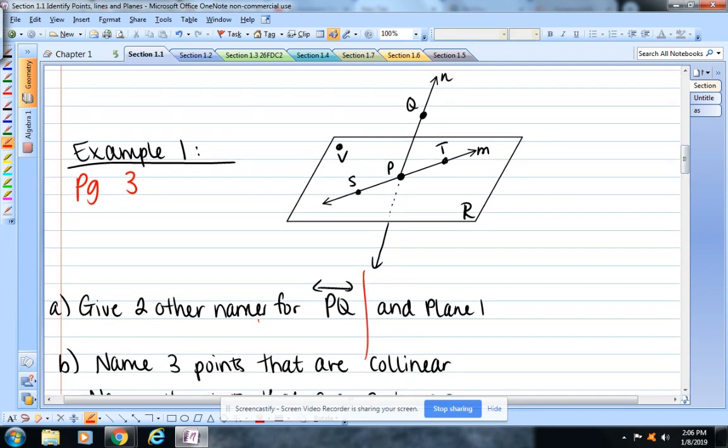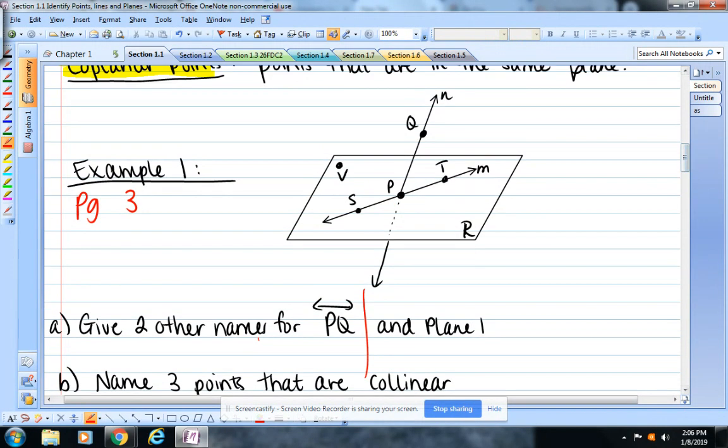Okay, line N. Because PQ is this line up on top that's going through the paper. Do y'all see that? Y'all see that? So we can call line PQ. We could also call it line N. Or we could also reverse the order of those letters and call it line QP with a line with two arrows over it. So we can actually write the word line N or reverse the order of the letters. Okay?